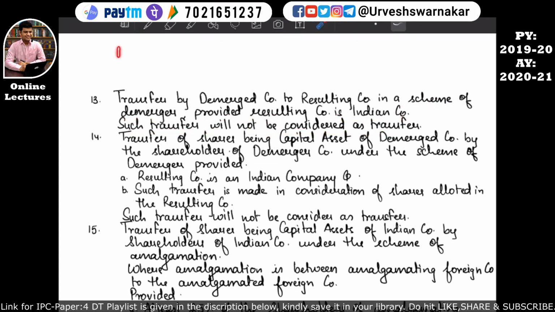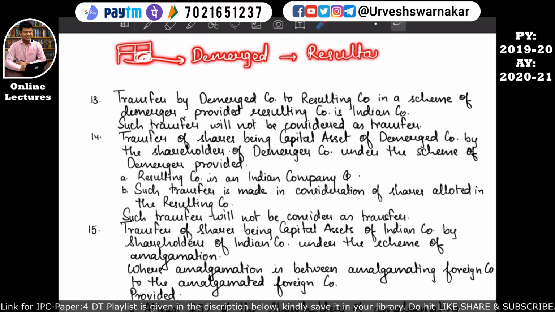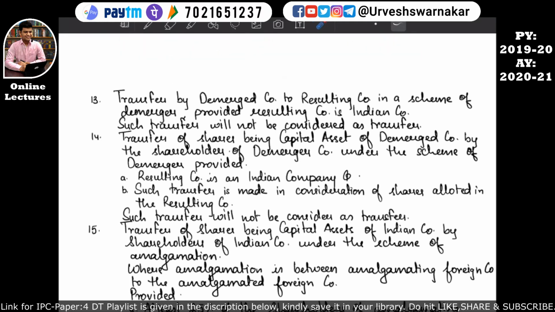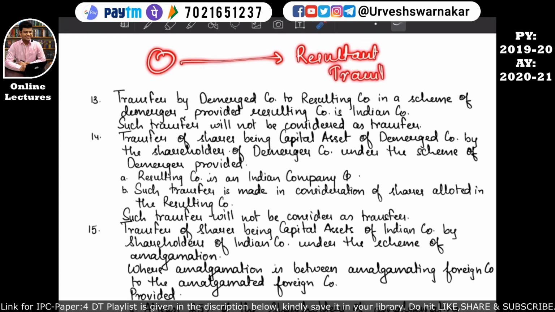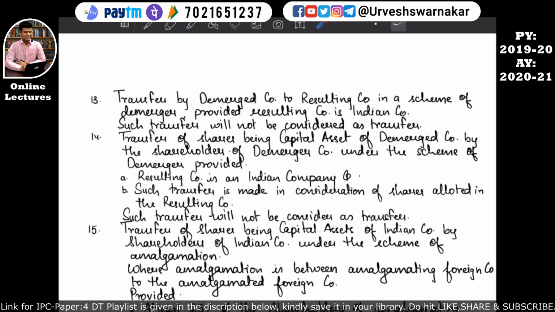So let's understand this. This is a company, it has 4 units, and this 4th unit is getting demerged, and it will form a resultant company. If this unit forms a new company, it should be an Indian company. Then whatever transfer has been done by this old company to this resultant company will not be considered as transfer, and on this no capital gain will be calculated. I hope this is quite clear to you all.